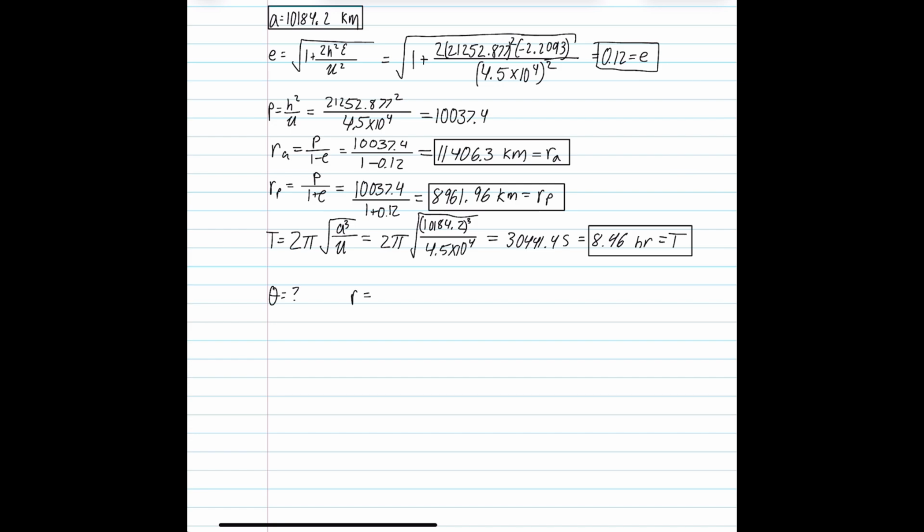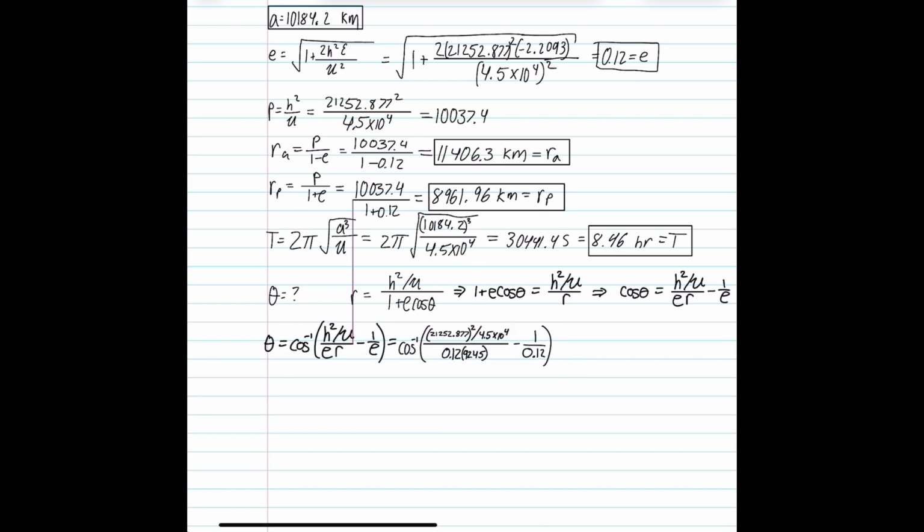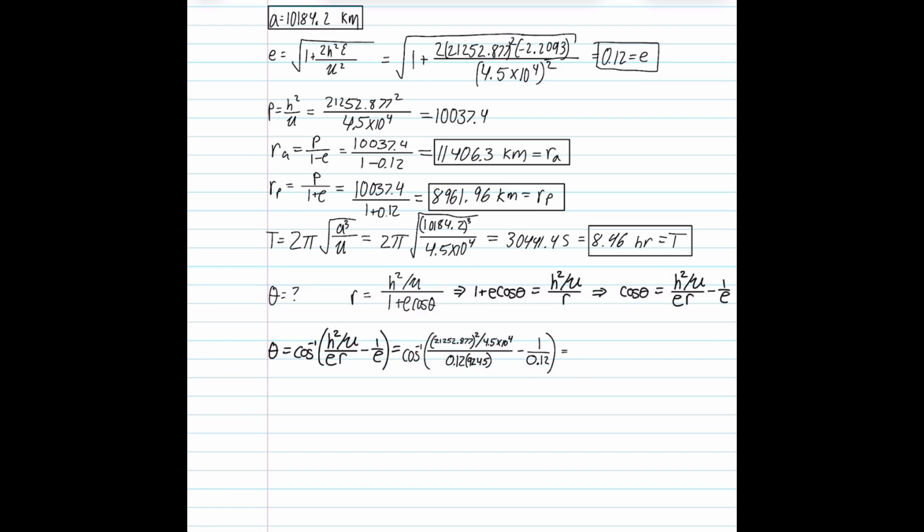And to find the true anomaly, which is the angular position of the spacecraft on the orbit, we can rearrange this equation for theta. We know that h squared over mu is p, and we know p. Just plugging in all of those, rearranging for theta, we can find that true anomaly is negative 0.775. And it's negative because it's moving towards perigee.